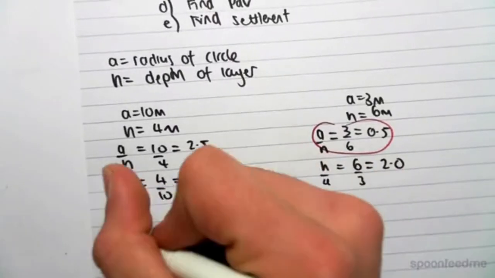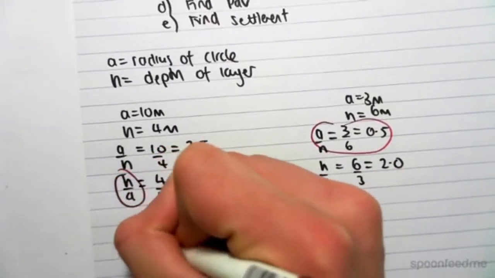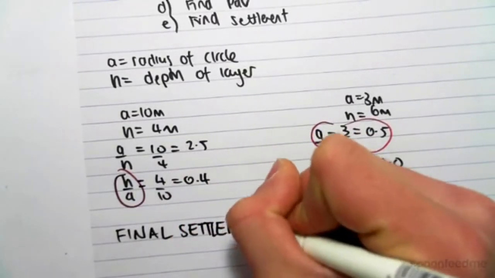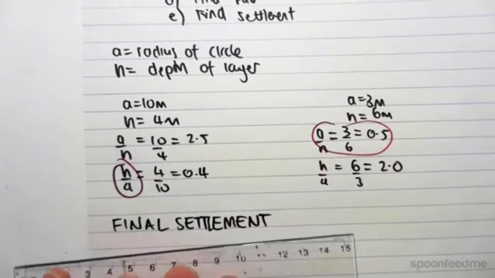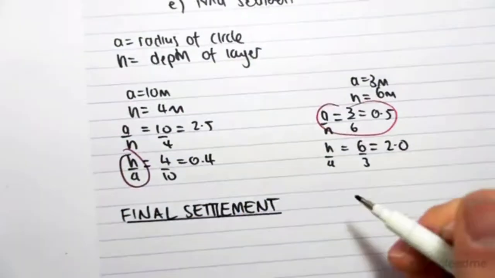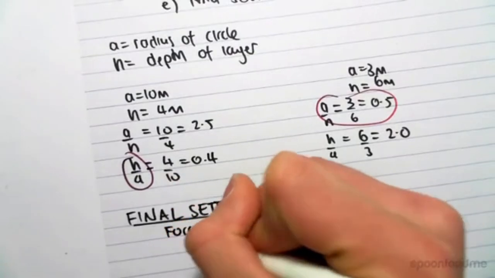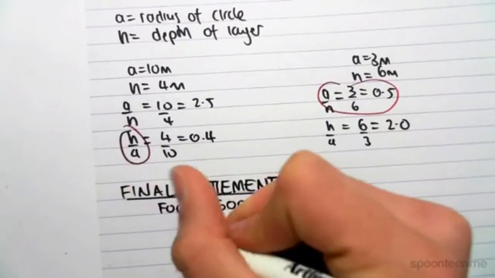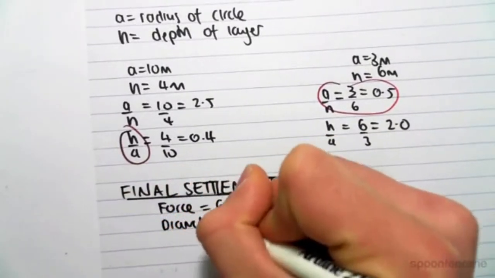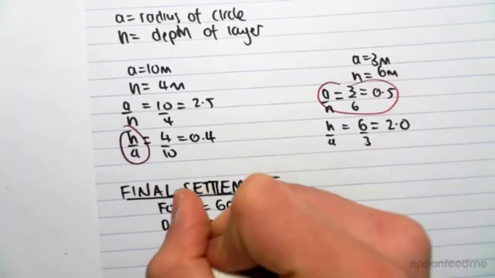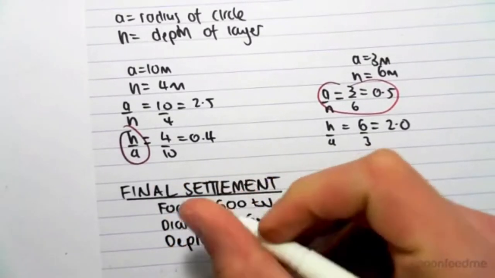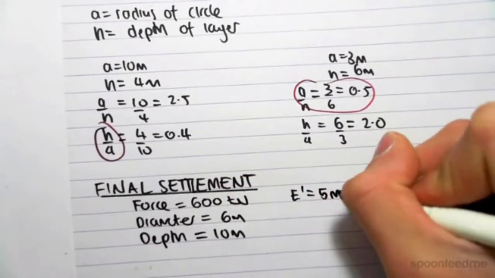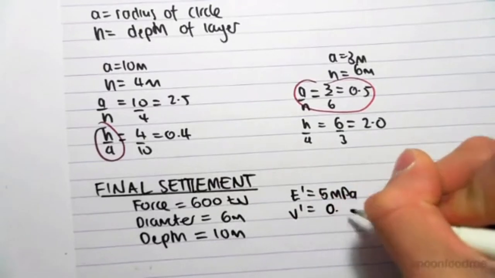So we're first going to find the final settlement. The final settlement is what we're finding first, and this is what we're given. We're given a force on our circular foundation equal to 600 kilonewtons. We're given a diameter of our circle of 6 meters. We're given the depth of the layer is equal to 10 meters. And E dash equals 5 MPa and V dash equals 0.3.